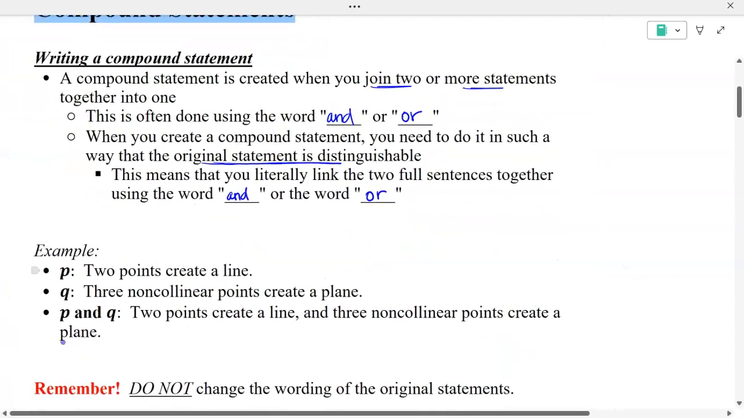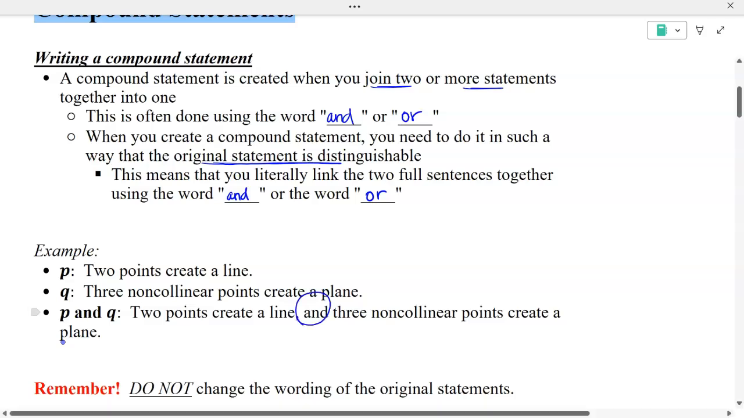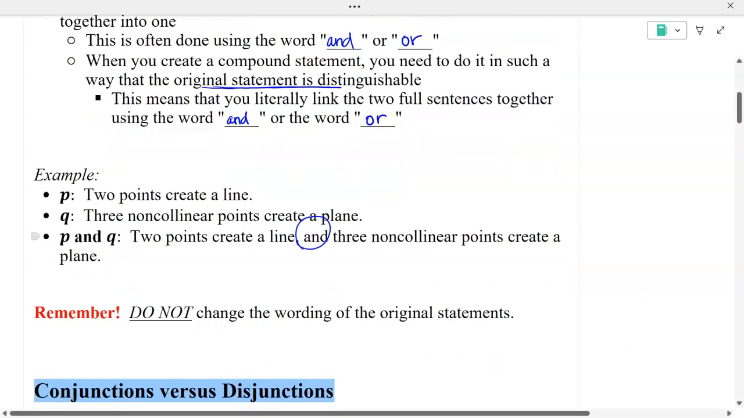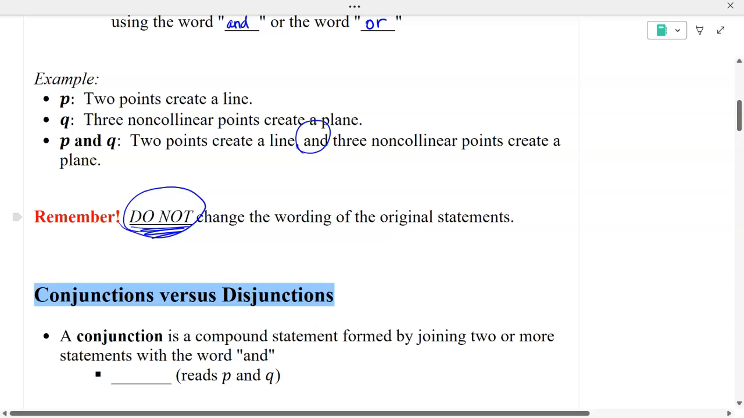We're given some statements. First, the statement is P, and it says 2 points create a line, which we know is true. Now, if we look at statement Q, it says 3 non-collinear points create a plane. Again, we know that's true. Now, if we put those together and have P and Q, we're just going to take the two statements as they are and join them together with the word and. So 2 points create a line and 3 non-collinear points create a plane. So again, remember that you do not change the wording of the original statements. You are just linking those original statements with the word and, or.